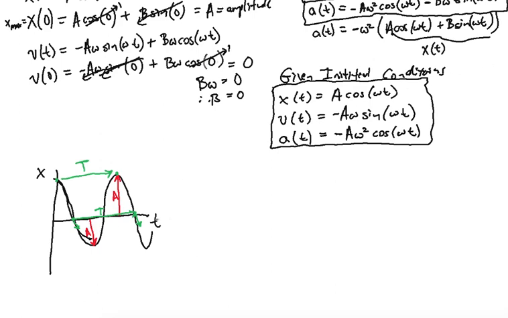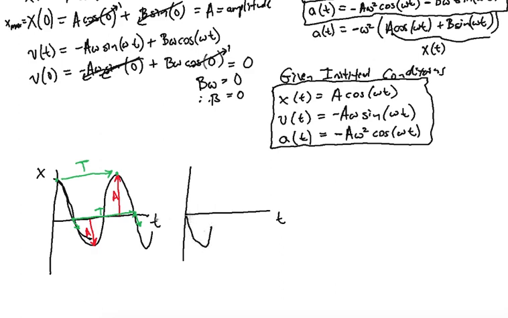We could go back and now draw a velocity versus time graph. Velocity versus time, notice, is negative sine. So it would be a sine graph. Sine graphs normally start and go up, but this one's negative, so it's going to start and go down.